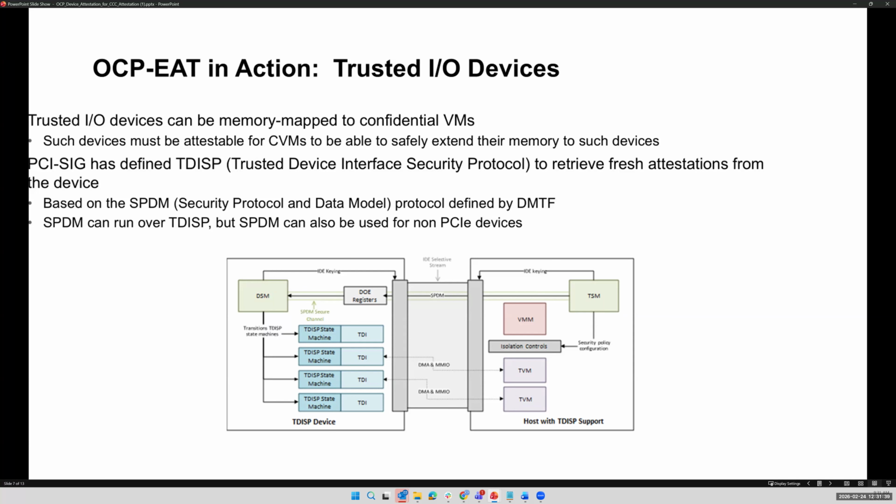It's not strictly required that SPDM run over PCIe. I'm sure several of us on this call have worked on different implementations where you would not use a PCIe interface to communicate with certain devices, but still use SPDM to retrieve the attestation. But this is presented here as an example. Let's go ahead and move to the next slide.